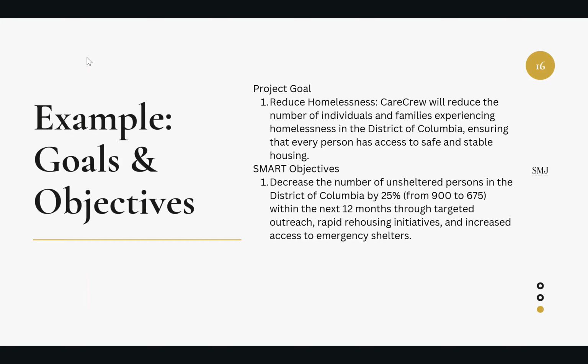So, one of the SMART objectives used is to decrease the number of unsheltered persons in the District of Columbia by 25% from 900 to 675 within the next 12 months through targeted outreach, rapid rehousing initiatives, and increased access to emergency shelters. So this objective worked well because it gives measures to assess progress, but it also gives a timeline.